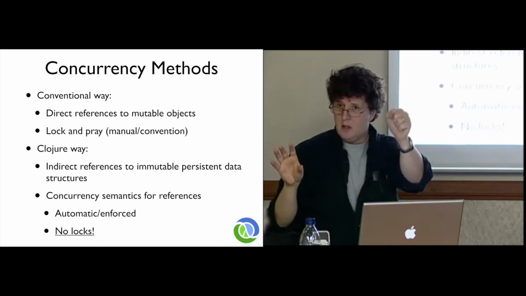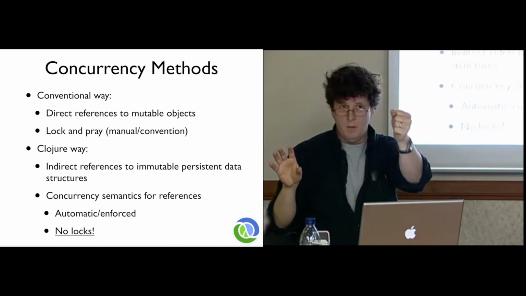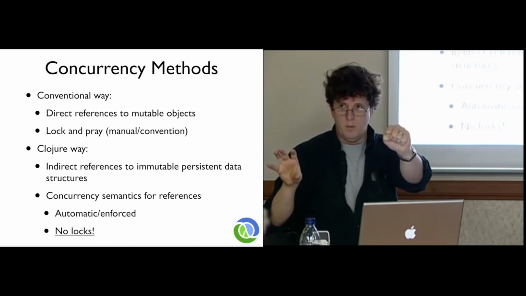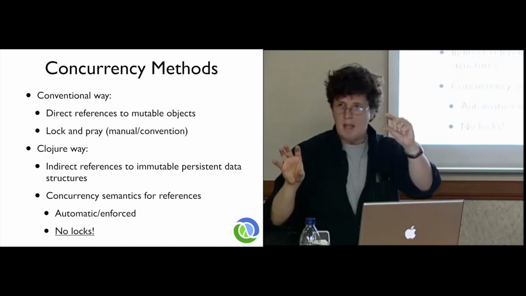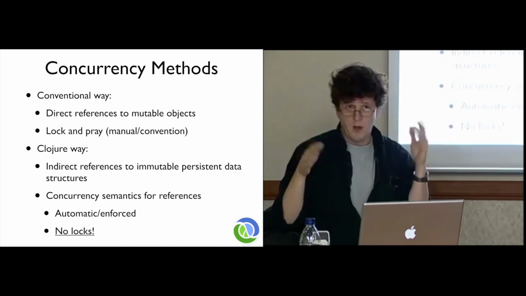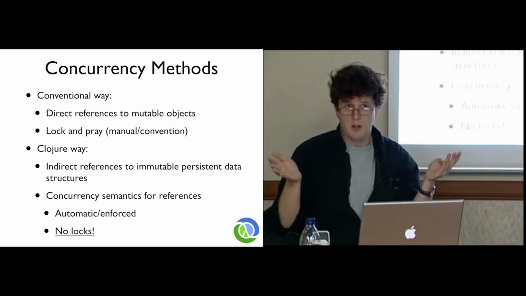The difference is this is indirect, right? I don't really have a pointer to this data structure or that data structure. I have a reference that I hold on to, and those references can change. So now here's a part of Clojure that's mutable. This is the first thing so far I've talked about in Clojure that's mutable.